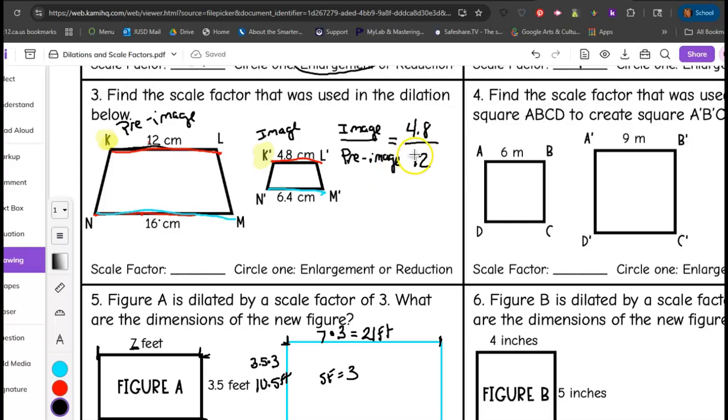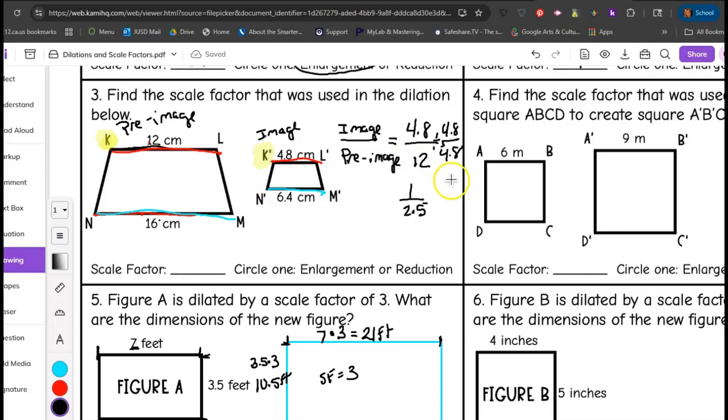So now I need to see if I can simplify this. So I'm going to start by seeing if I can divide 12 by 4.8. And I actually can. So if I divide both sides by 4.8, I end up with 1 because 4.8 divided by 4.8 is 1. And then 12 divided by 4.8 is 2.5. Okay, but I'm not sure what that scale factor is. So I'm going to go 1 divided by 2.5 because remember, fraction bar is just division.